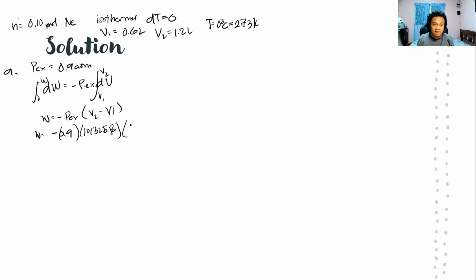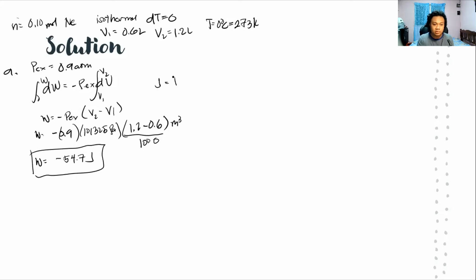And then we have our volumes here. Let's convert them to cubic meters by dividing them by 1,000. Okay, and then you will get the work as negative 54.7 joules. Remember that joules is equal to Pascal cubic meters.